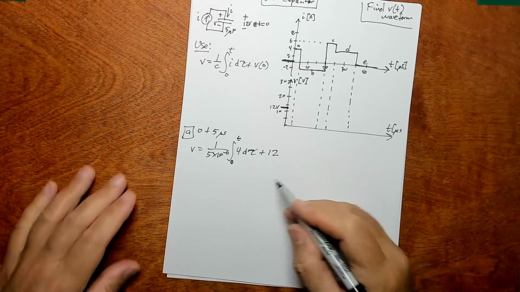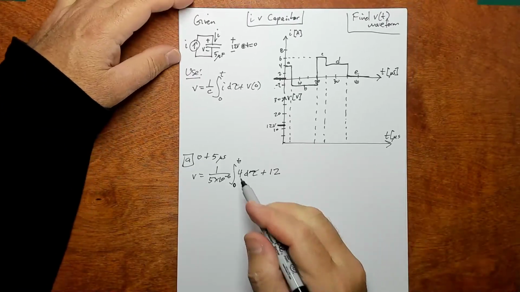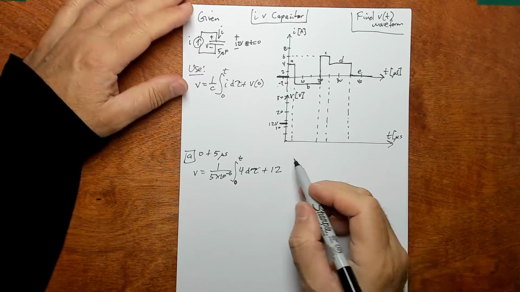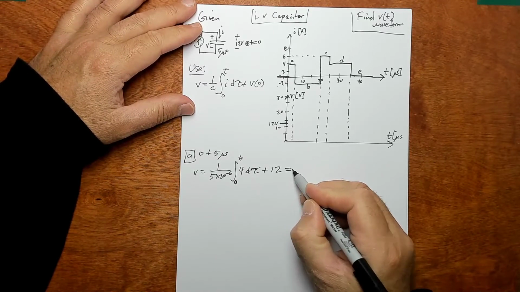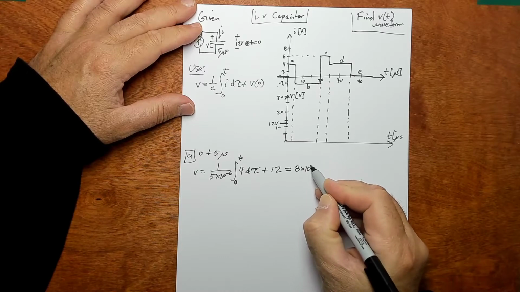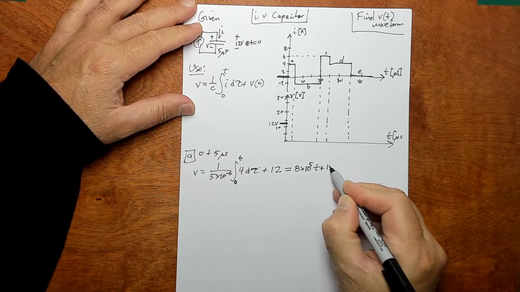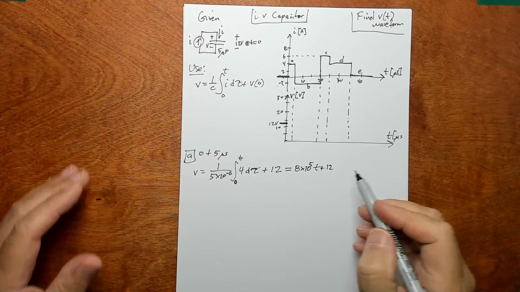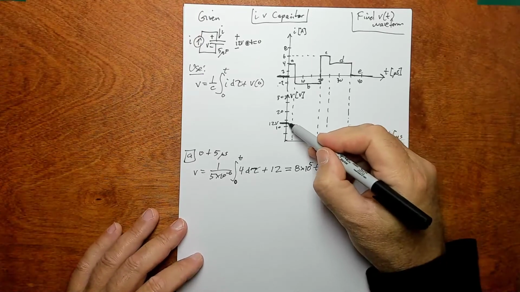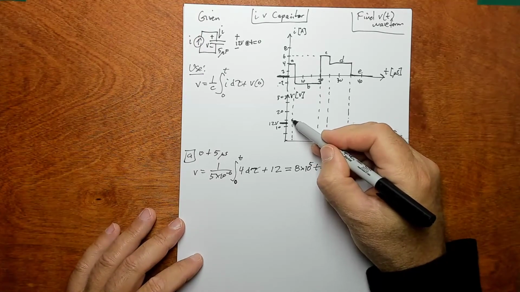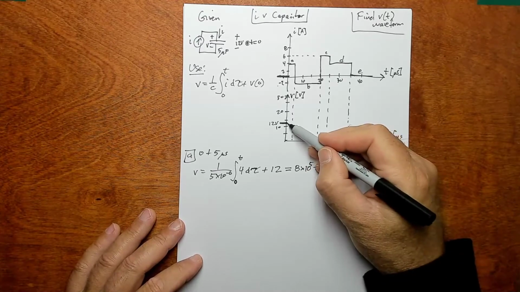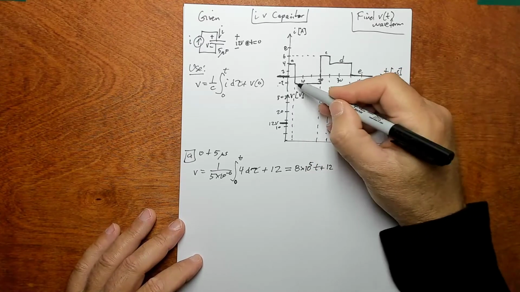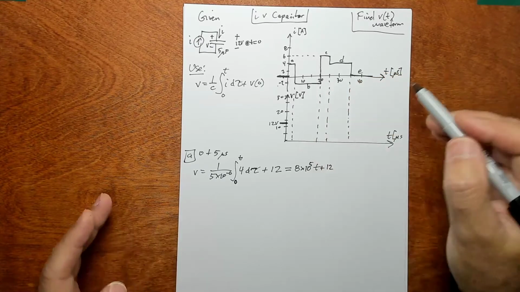So that's our integral that we need to solve. Now I'm going to skip a couple steps just for brevity and solve this, and what you end up with is 8 times 10 to the 5 t plus 12. So that's our equation of a line that fits in this interval here. We have the starting value, and we know that it's a line. And if we just solve this for the value at 5 microseconds, we'd know where to draw that line to.